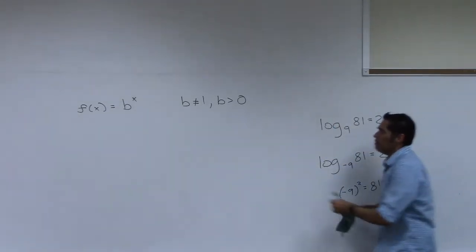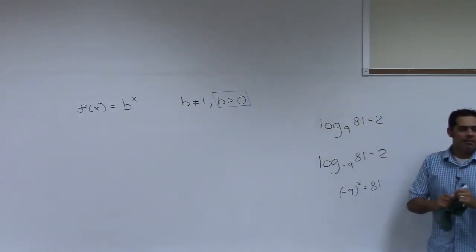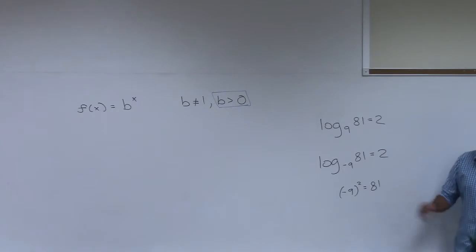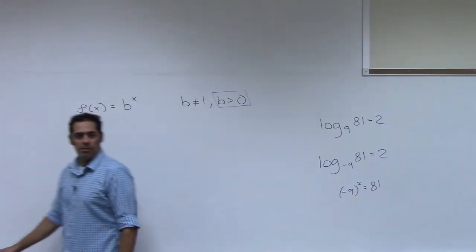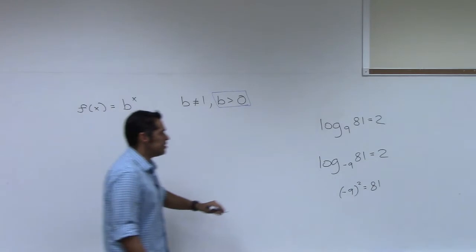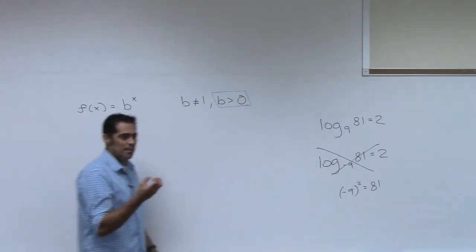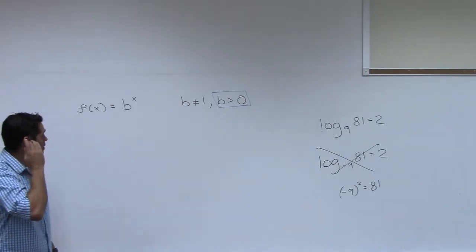Okay. b must be greater than 0. That will carry over into logarithms. So when you get an answer with a logarithm, the base of a logarithm cannot be negative. So even though we got positive and negative 9 here, we would scrap the negative 9 because for all logarithms, the base has to be bigger than 0. So I'll put that up here, just so you know.